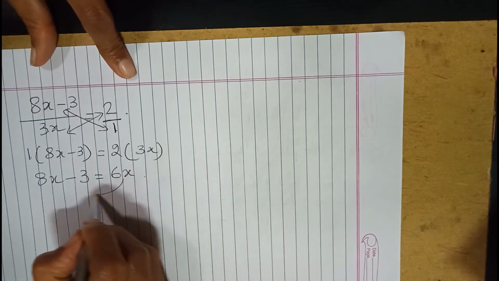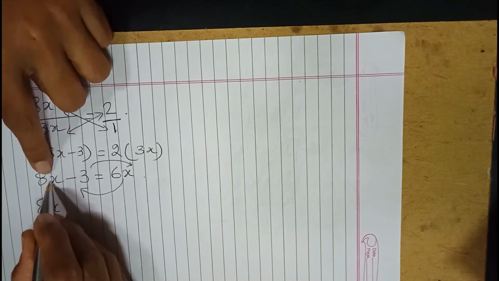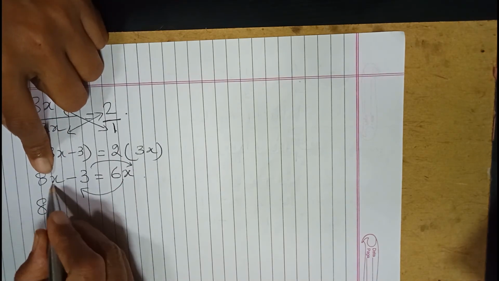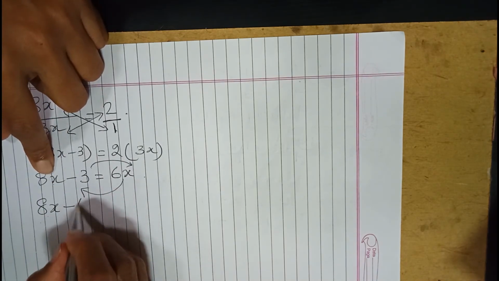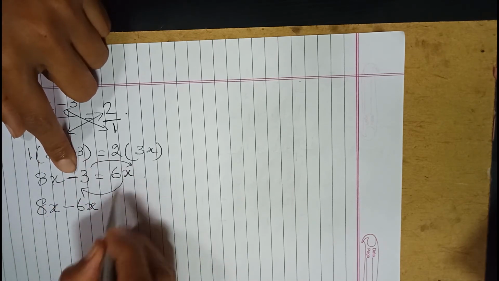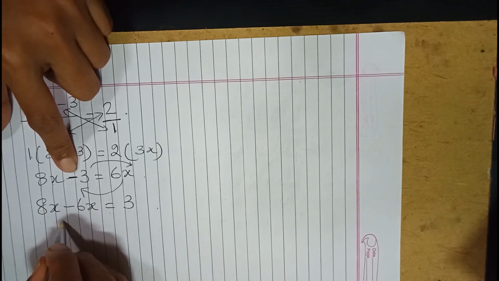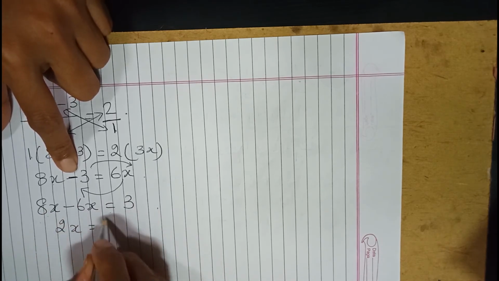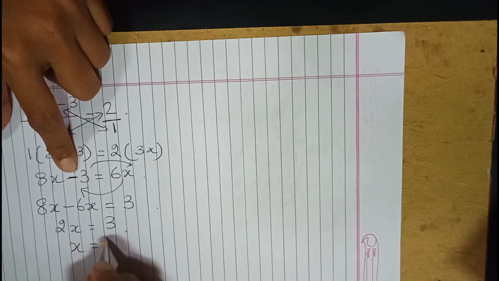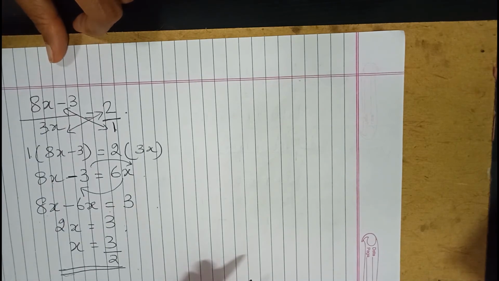Now what we do, x we take on the left hand side, number on the right hand side. So first we write what we already have on the left hand side, 8x. Now 6x when I take it on the left hand side will become minus. Now this minus 3 when it comes this side will become 3. So 8x minus 6x is nothing but 2x is equal to 3. So x will be equal to, taking the 2 down, 3 upon 2. This is how linear equations are solved.